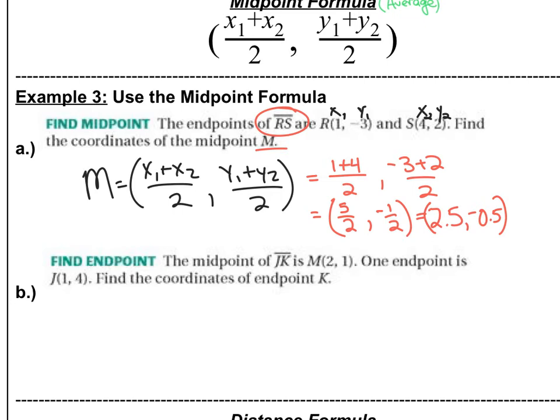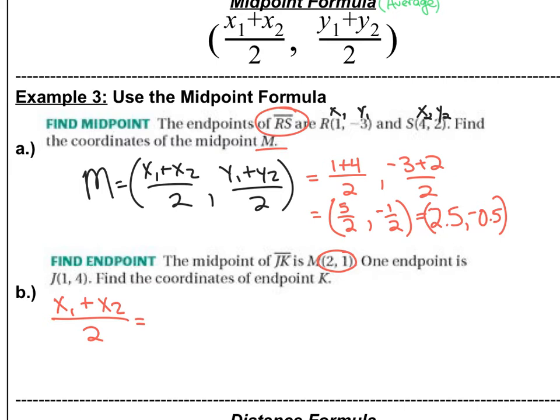All right, so now we're going to kind of do the inverse of that. We're being told that the midpoint is (2, 1). One endpoint is (1, 4). We need to find the other endpoint. So we have our formula: x1 plus x2 divided by 2 is equal to our midpoint.